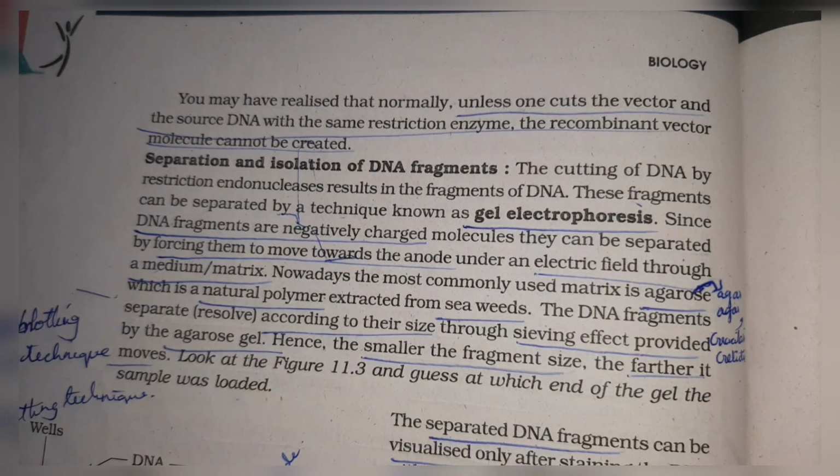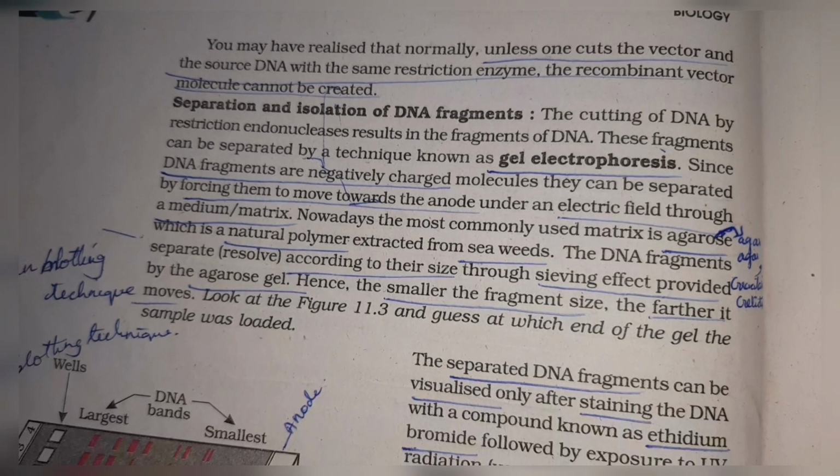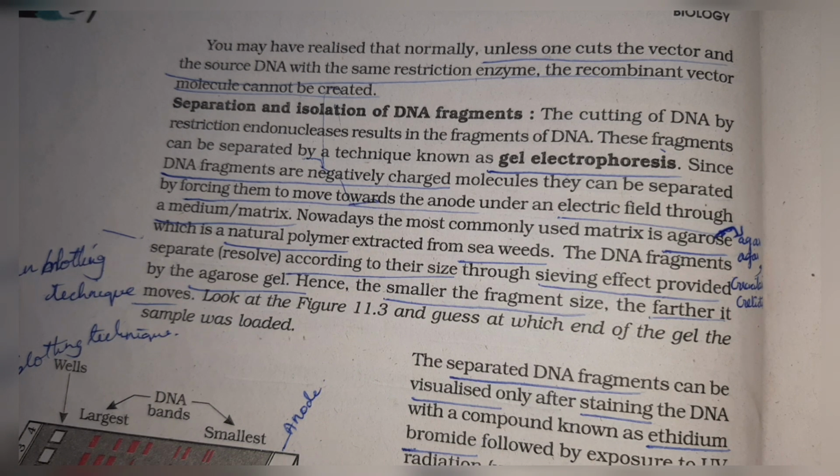Now, separation and isolation of DNA fragments. If you want some desirable gene to be transformed into a host, we need a vector in between. So from the first step, how do we take the DNA fragments out and how do we cut and isolate these? The cutting of DNA by restriction endonucleases results in fragments of DNA. These fragments can be separated by a technique known as gel electrophoresis.